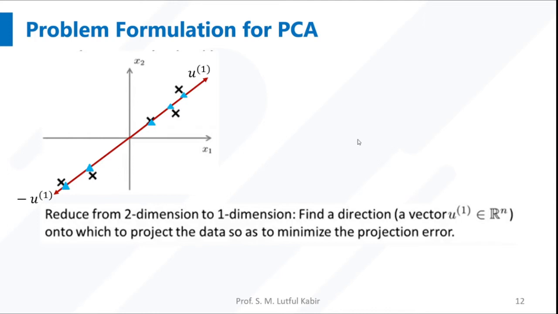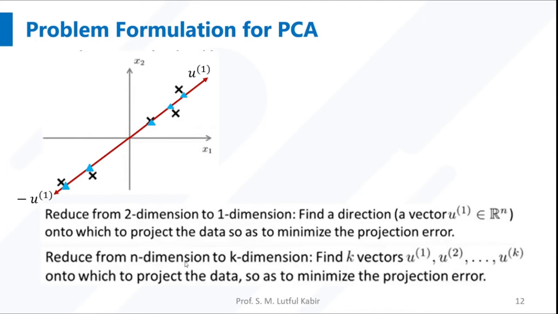So in case of n-dimensional data, that means the points are n-dimensional, and if you want to reduce into k dimensions, find k vectors. Like the single vector u1, you have to now find out u1, u2, u3 up to uk, and the surface that is constituted by these vectors. And we have to find out the projection error of the given data, which is n-dimensional data, projected onto that surface constituted by u1, u2, u3 up to uk, so as to minimize the projection error.